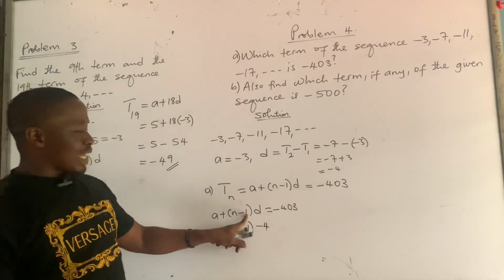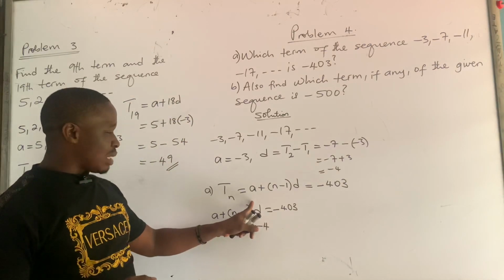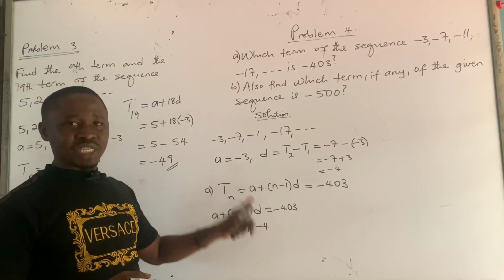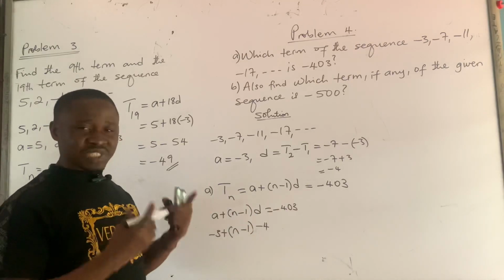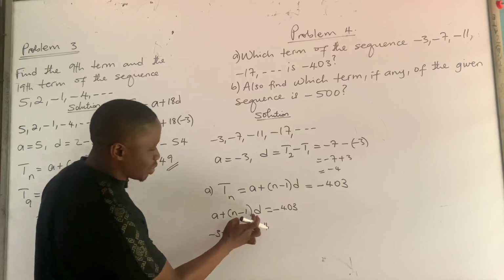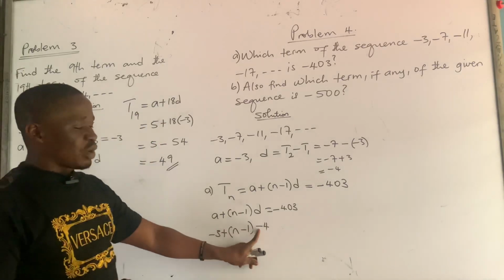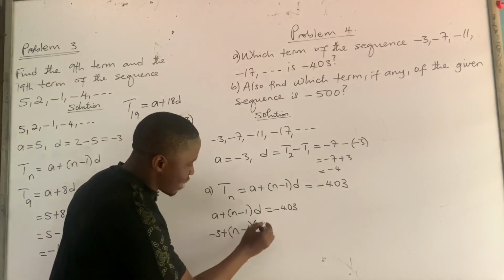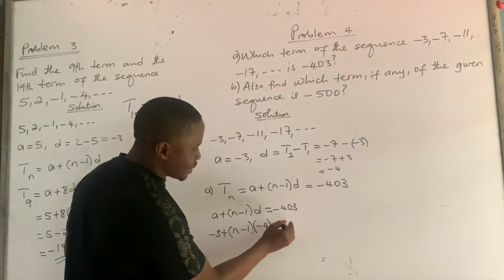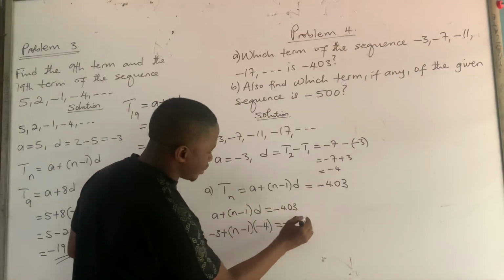So between the bracket and the common difference, there is a multiplication sign. Though it is not written, though you and I cannot see it physically, we can know that there is a multiplication sign. So without the brackets, this one is wrong. There must be a bracket. So this gives minus 403.